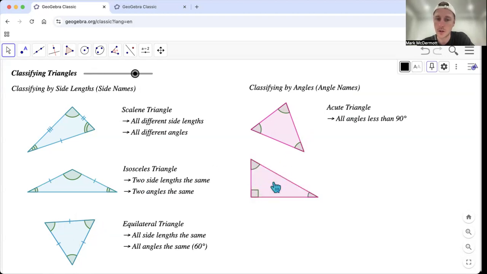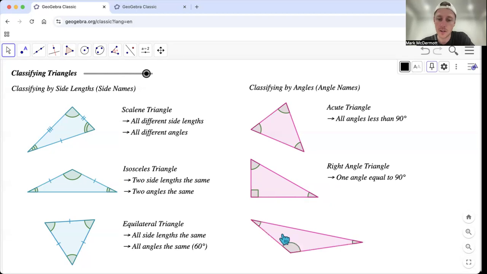Okay, another triangle we can have is what's called a right angle triangle. And basically a right angle triangle is one angle is equal to 90 degrees. And the other two can either be equal or they can not be equal. And finally, the last kind of triangle, classifying by angles, is what's called an obtuse triangle, which is when one angle is greater than 90 degrees.